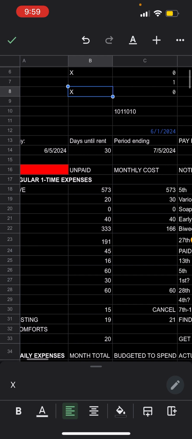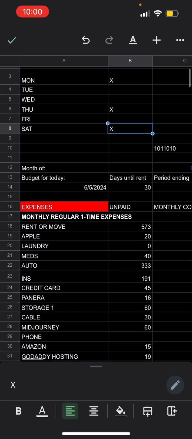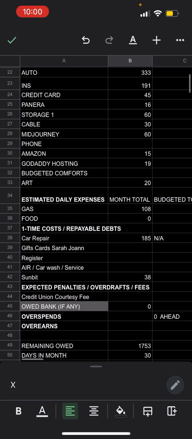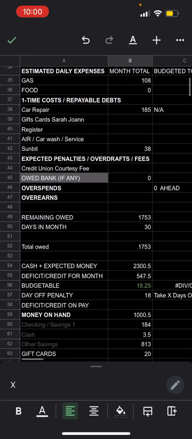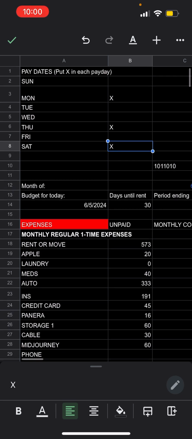Right down here, I've got notes as well for the average monthly cost and when the expense usually comes up. And so with 3 paychecks, this would show that you have cash plus expected money here. I've got some savings, and that all totals up. So as you can see, there's a remaining pay figure here that comes right in from the paychecks up top.